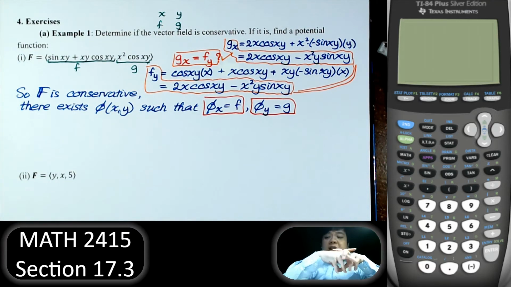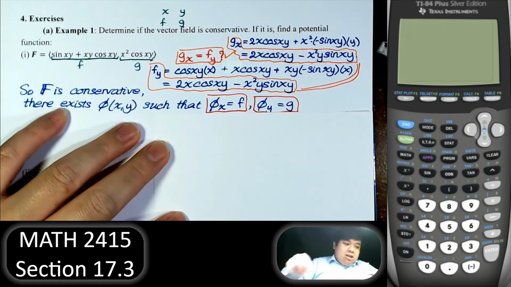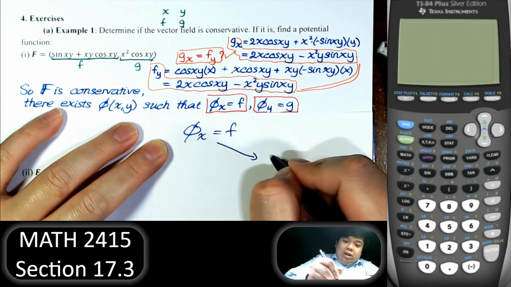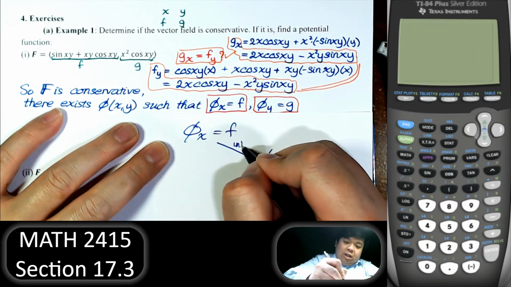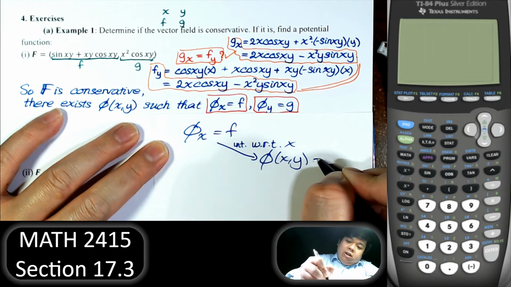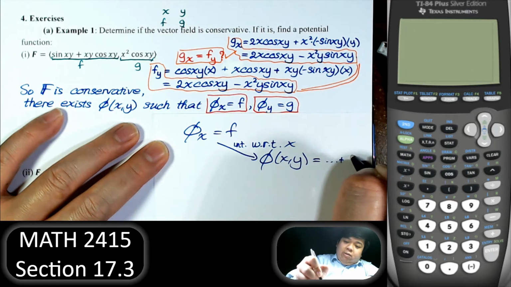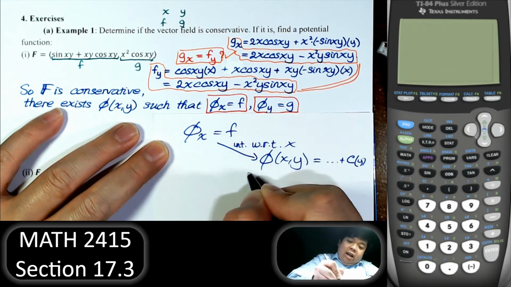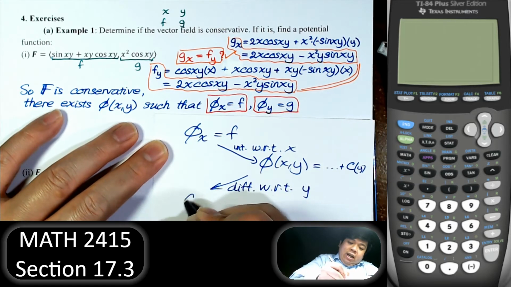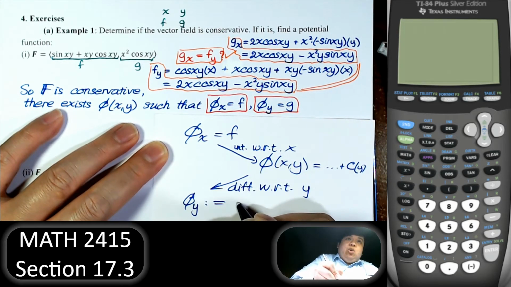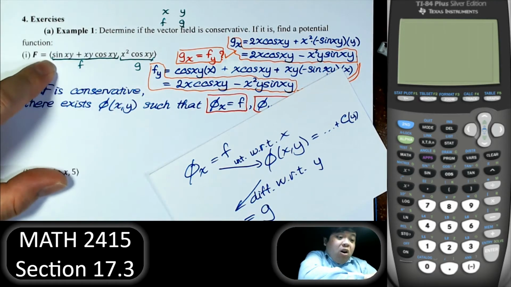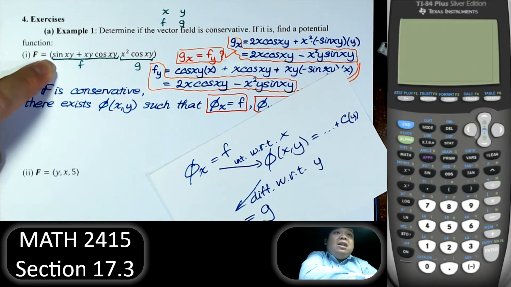Now, earlier, on the big scheme of things, we start with this and integrate with respect to x to get back to the function, equal to something plus a function of y. Then we differentiate with respect to y and make that equal to g. So that's the big scheme of things. That's what we do.